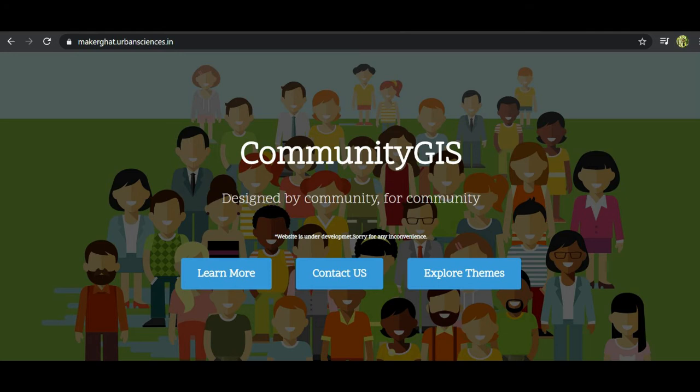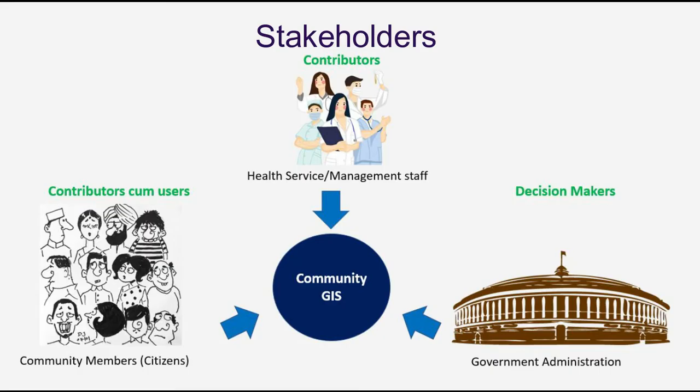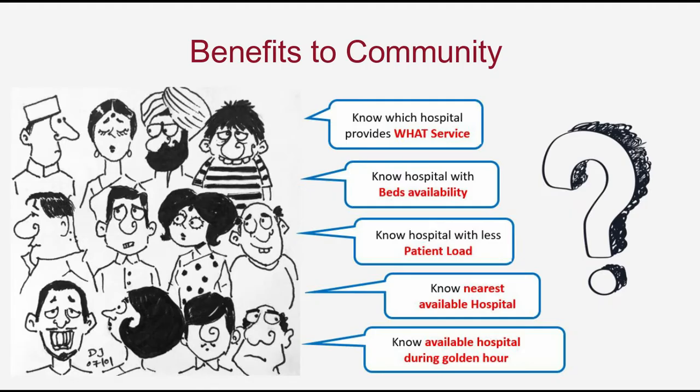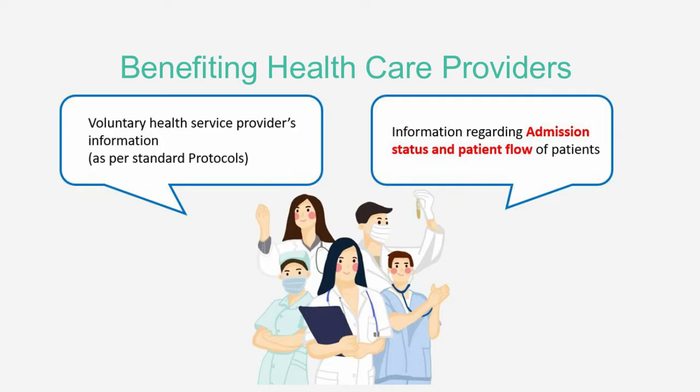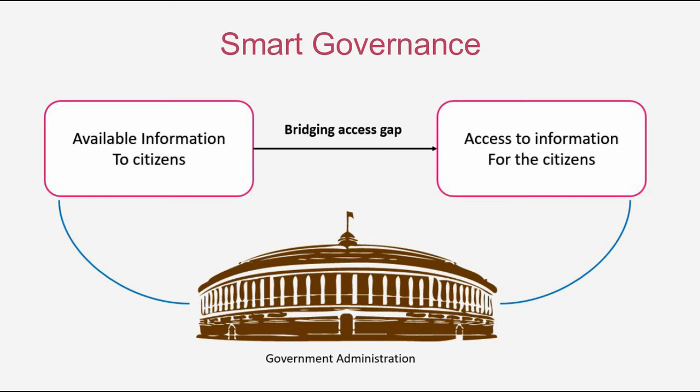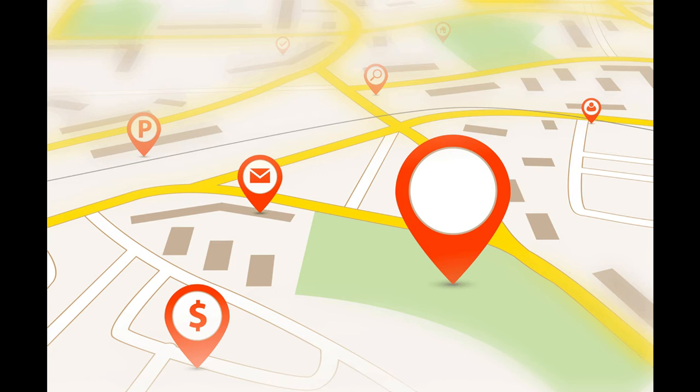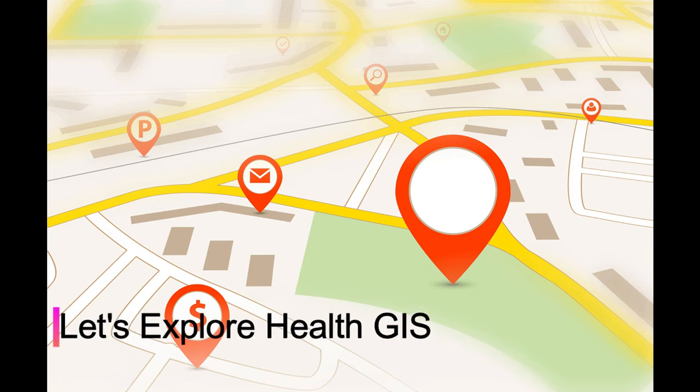Welcome to the Health GIS interface, which is part of our Community GIS project. The platform intends to gather real-time information from various stakeholders of health service providers and community across the geography or cities. The information is provided by various health management staff of respective health centers, and users from the community or city administration can view it and take decisions accordingly. Let's take a tour and understand more.